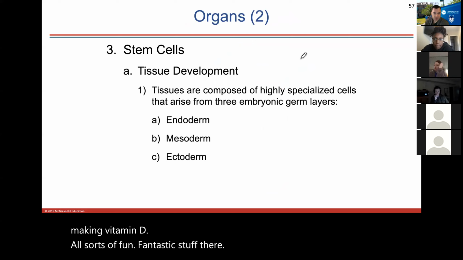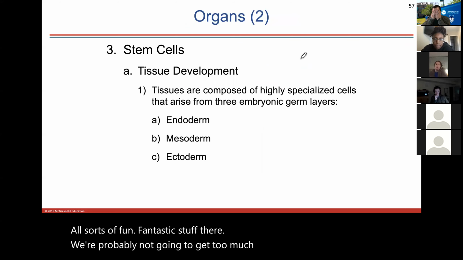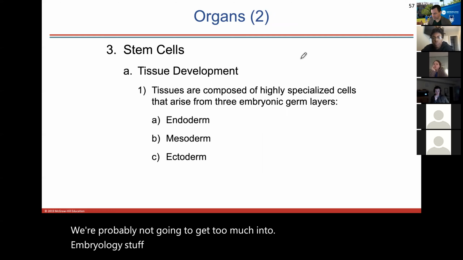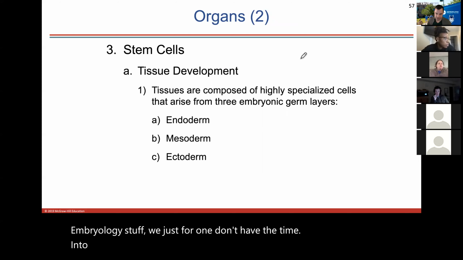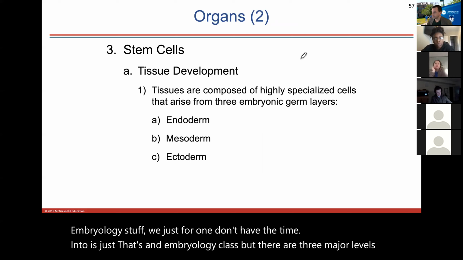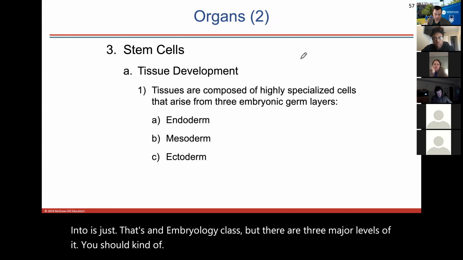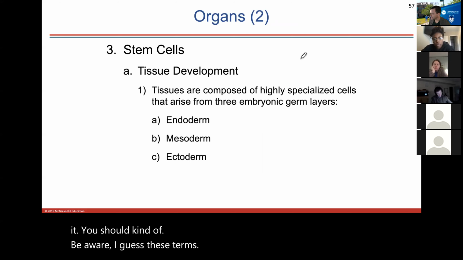We're probably not going to get too much into embryology stuff. For one, we don't have the time, and two, that's an embryology class. But there are three major levels of it. You should kind of be aware of these terms, so I'm assuming that's why they introduced them to you here.